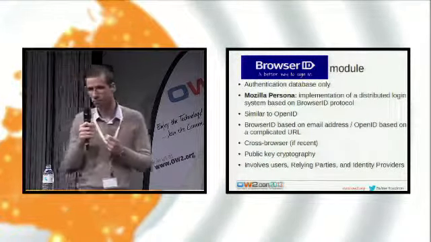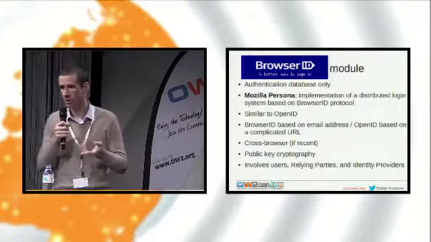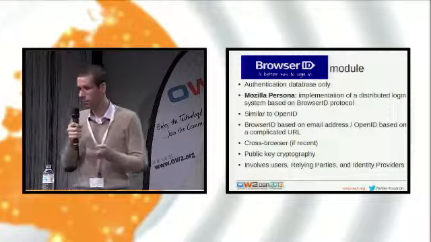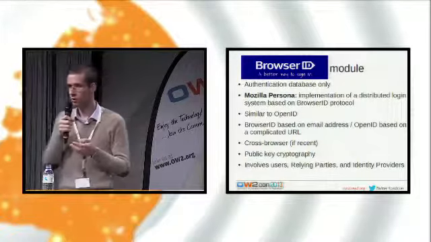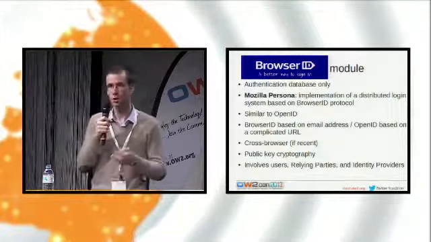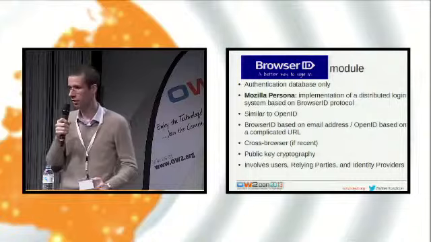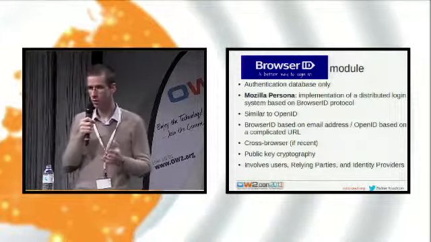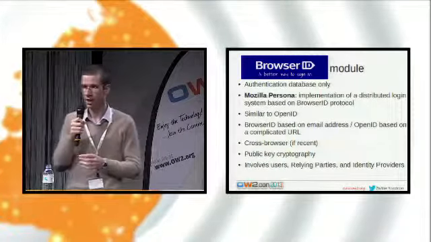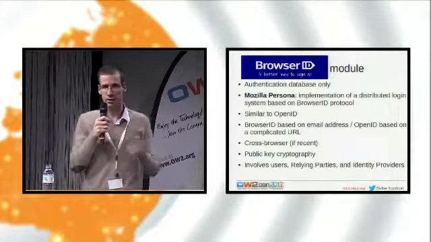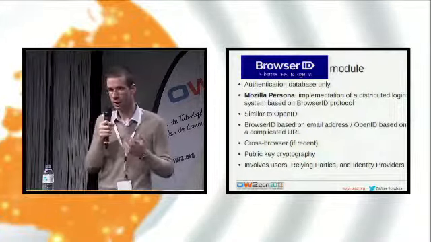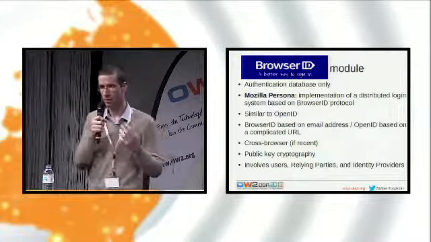There is often a confusion between Mozilla Persona and Browser ID. So Mozilla Persona is just the implementation of a distributed login system using the Browser ID protocol, especially an authentication protocol. So to summarize, the Browser ID protocol is quite similar to OpenID. The main difference is that in Browser ID, the information that holds the identity of the user is the mail, whereas in OpenID, it's a complicated URL.